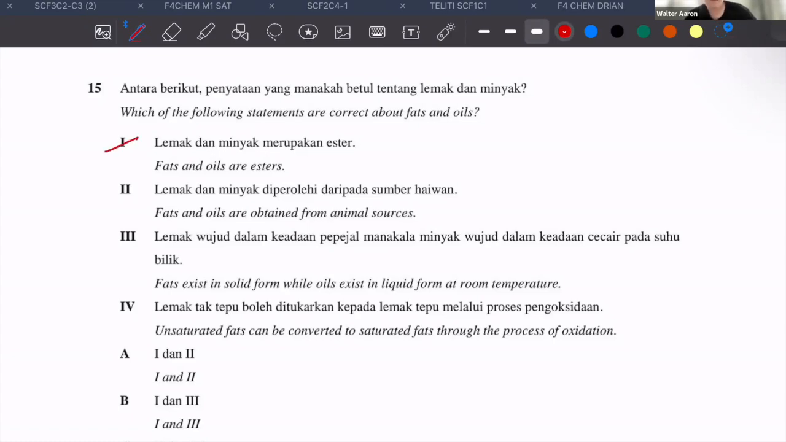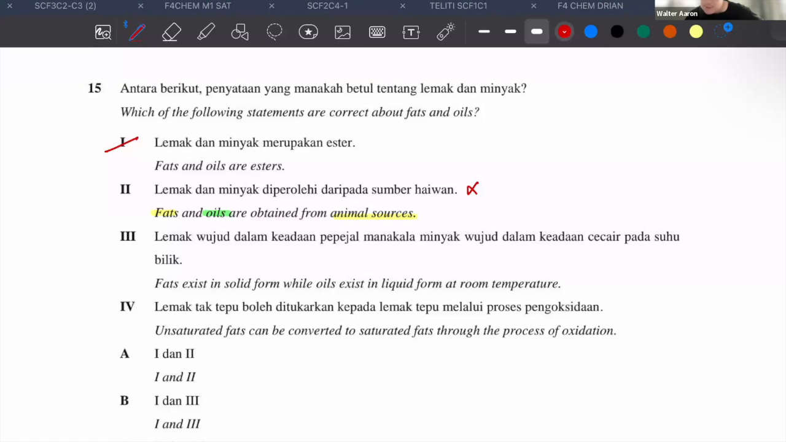Then, fats and oils are obtained from animal sources only. That's wrong. Usually fats are obtained from animal sources, correct? But oils belong to plants usually, right? There's olive oil, palm oil, sunflower oil. All those oils are basically plant-based. So animal fats and plant oils. So I'll say number 2 is not true.